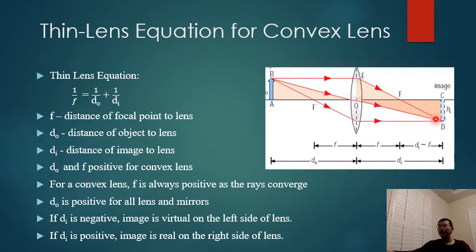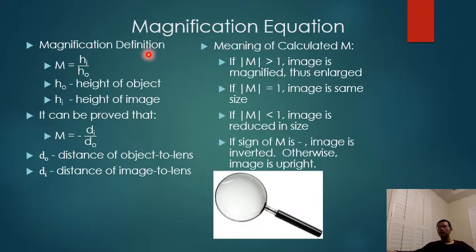If the di is negative, then the image is virtual and on the left side of the lens. If the di is positive, the image is real and on the right side of the lens. The magnification of image is always defined as m equals hi divided by ho, where ho is the object's height and hi is the image's height.